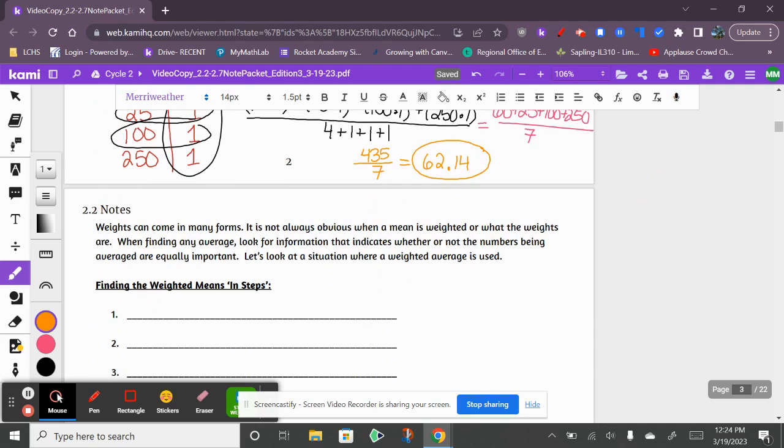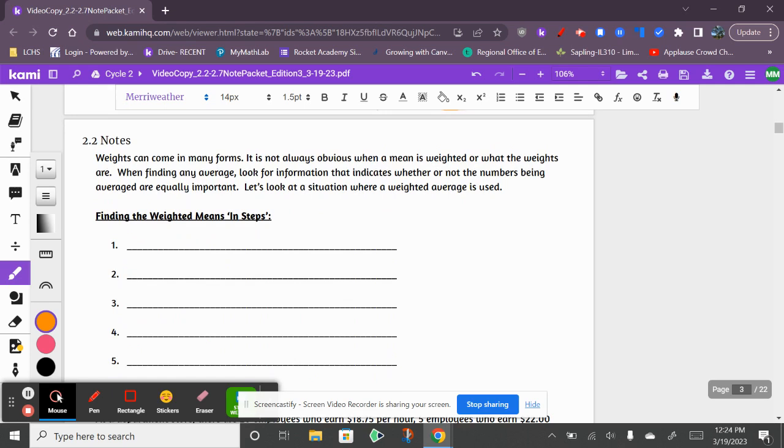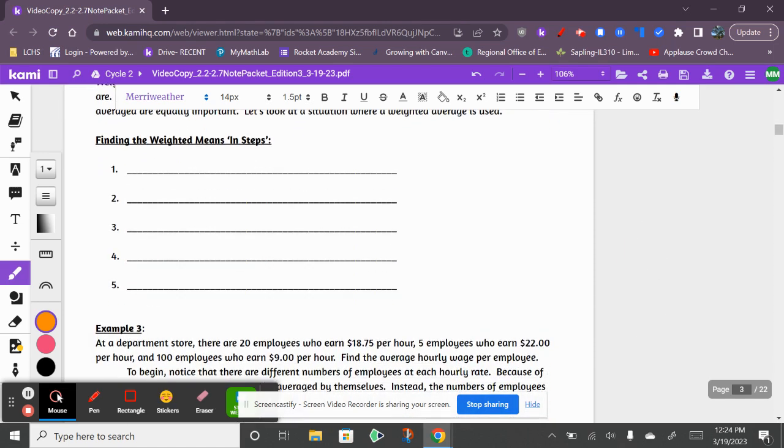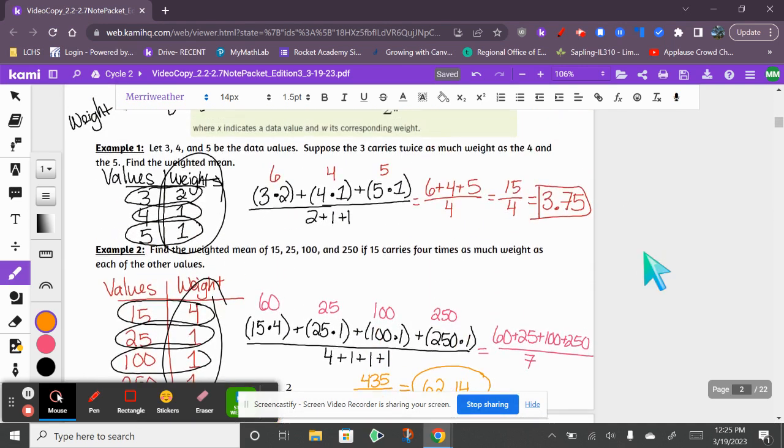With this chapter, you'll want to make sure that you're careful to look at what you are going to be rounding to. All right. Weights can come in many forms. It is not always obvious when a mean is weighted or what the weights are. When finding any average, look for information that indicates whether or not the numbers being averaged are equally important. Okay, so we've really looked at all of the steps involved in this, so I'm going to have us skip writing out exactly what the steps are.